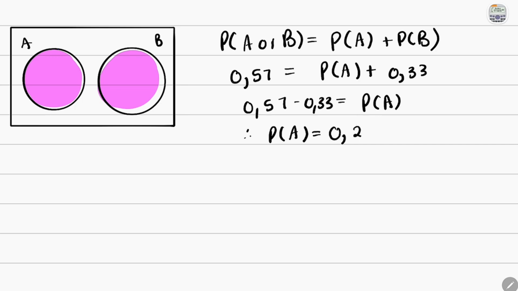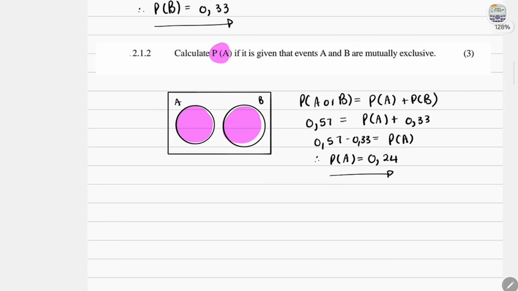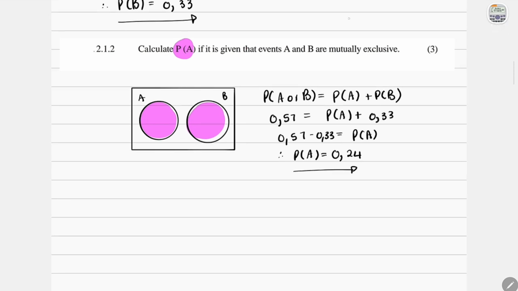Finally, the probability of A equals 0.24. And that is our answer. Moving on to the next question.